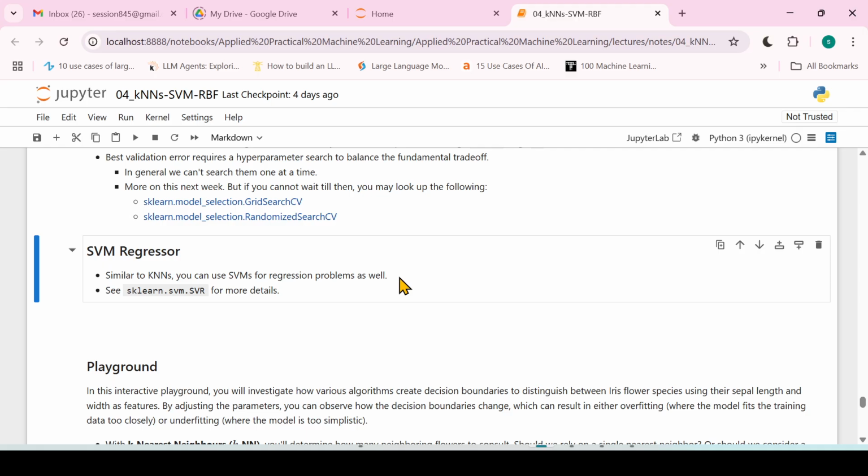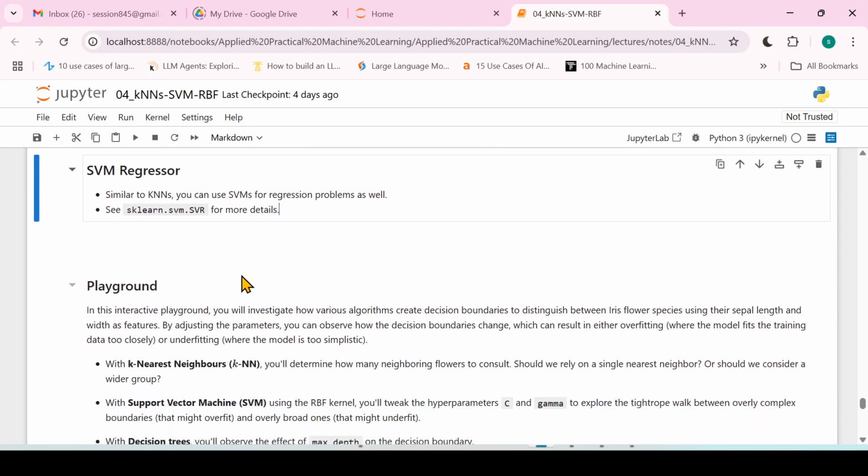Now, if you want to use SVM for regression, it's a very similar algorithm. We just need to import SVR. And if you want to know more detail about SVR, just check the documentation in scikit-learn. That will help you a lot.